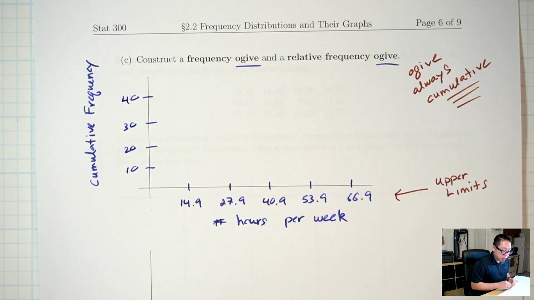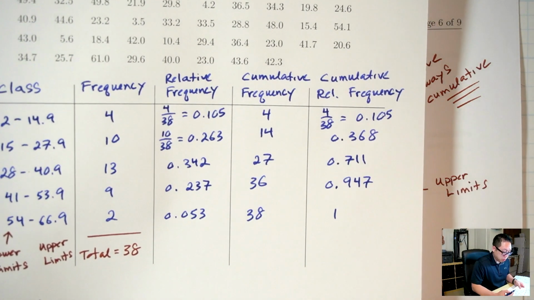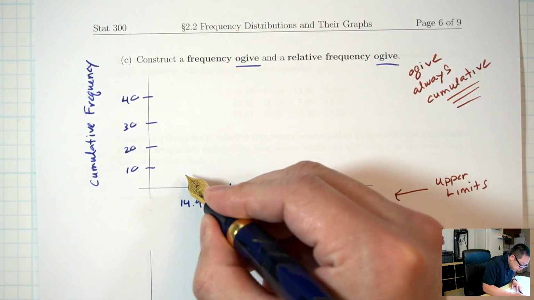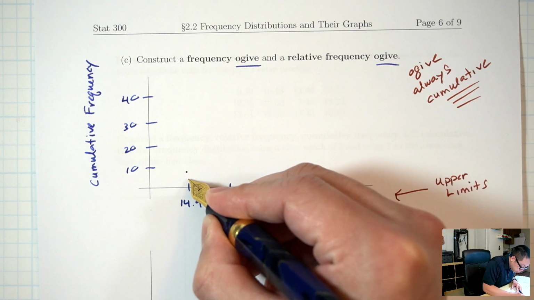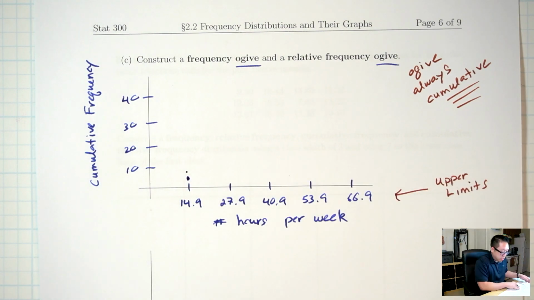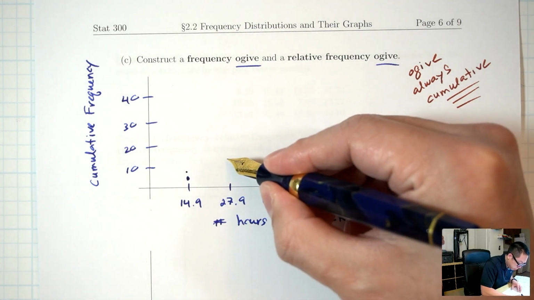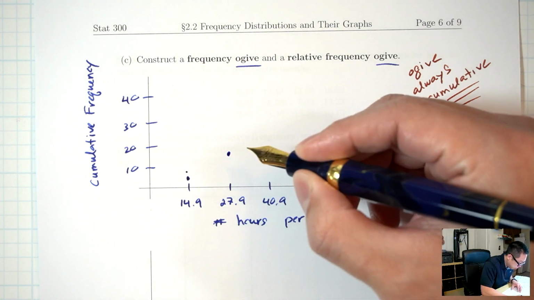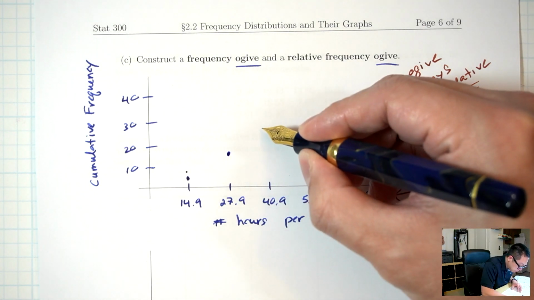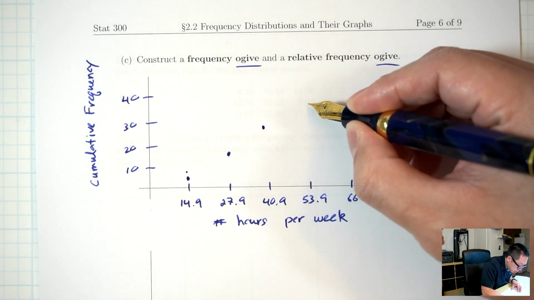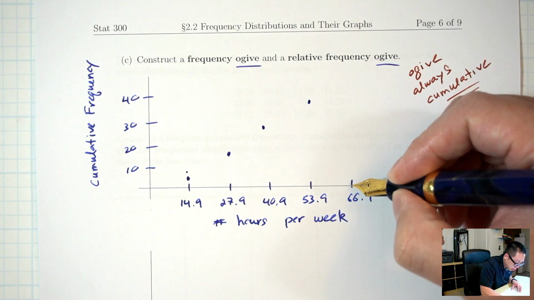And this graph is going to be dots and lines, just like the polygons, except this time you're going to be using the cumulative frequencies. So the first one is going to be 4. Oops, that's down here. The next one is 14. Next one is 27. Next one is 36. And then the last one is 38.